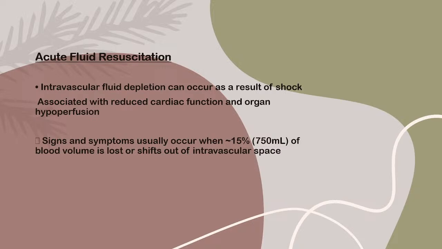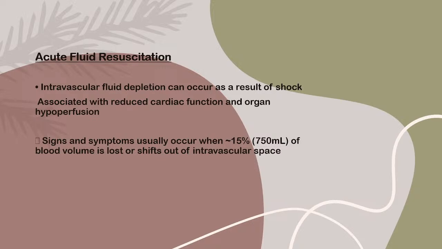Then we can talk about acute fluid resuscitation. What is fluid resuscitation? Fluid resuscitation is required in the case of shock, when the patient gets into shock that is associated with reduced cardiac function and organ hypoperfusion. Whenever the patient has shock, their organs are in a hypoperfusion stage, and the cardiac function has also decreased. Signs and symptoms usually occur when around 15%, that is 750 ml, of blood volume is lost or shifts out of the intravascular space.